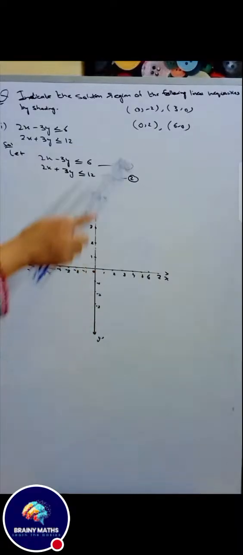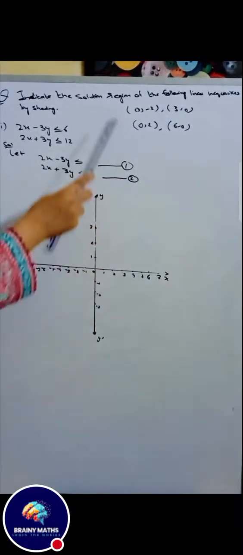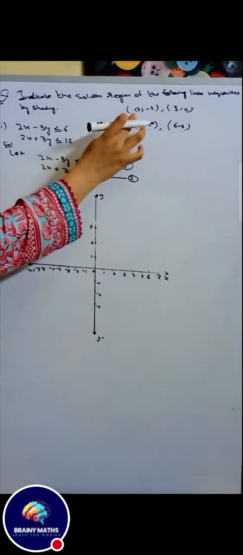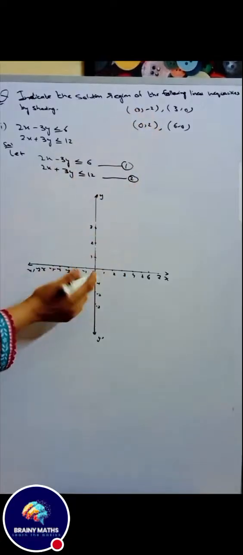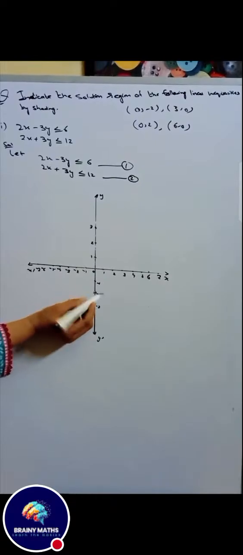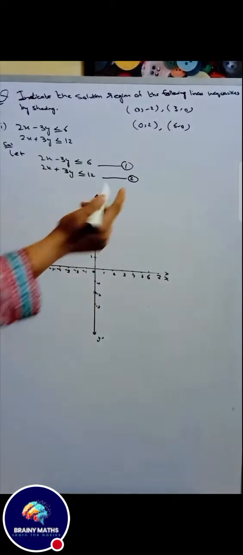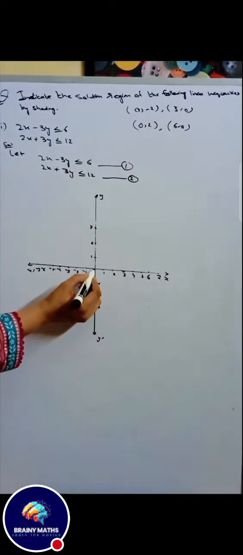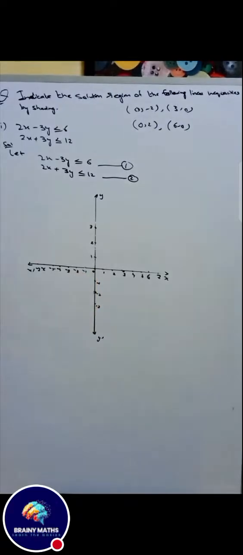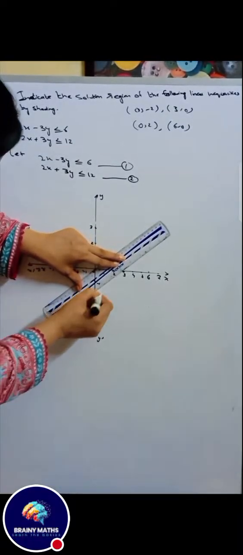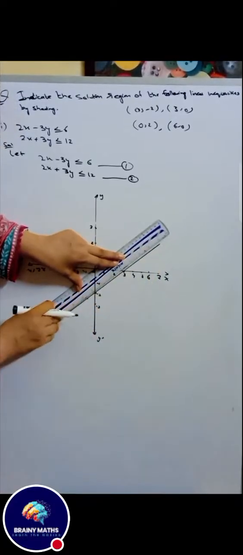Now start. The first equation was 2x minus 3y equals 6, and its ordered pairs are 0, -2 and 3, 0. So first I represent line number 1. x is 0, y is minus 2. This point is y equal to minus 2. You got it? Now x is 3, y is 0: 1, 2, 3. So, by joining these points, it becomes like that. Just draw a straight line.